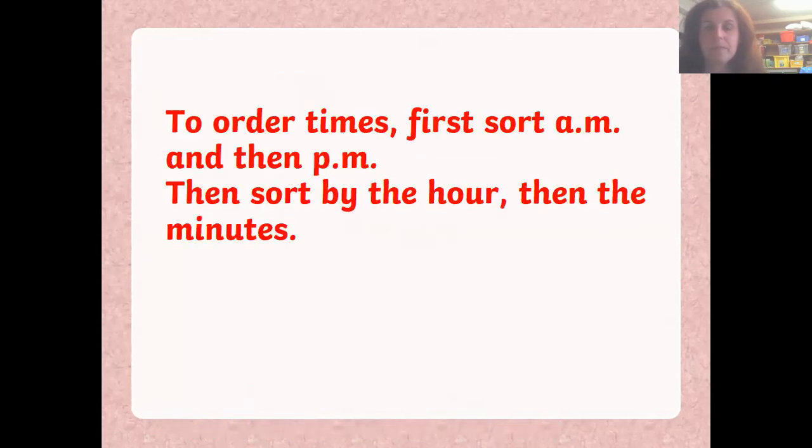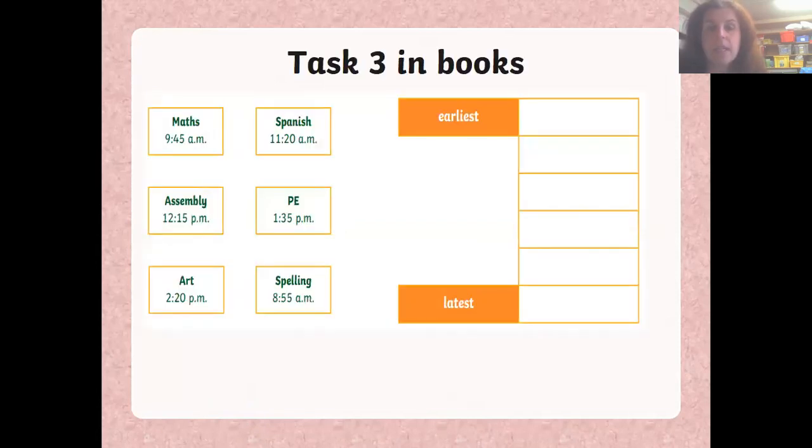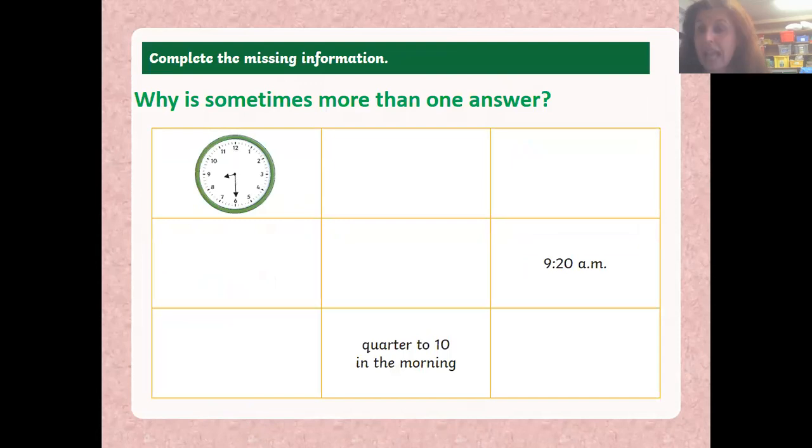Okay. So to order the times, you need to first sort your AM times and then your afternoon times and evening times, your PM times. You could sort by the hour and then by the minutes. This is a task to go in your books. You have to try the earliest to the latest, okay? Now, I want you to have a think about this. Why is there sometimes more than one answer?